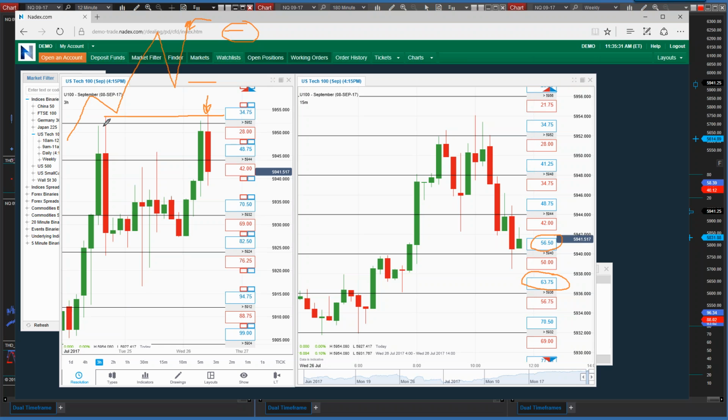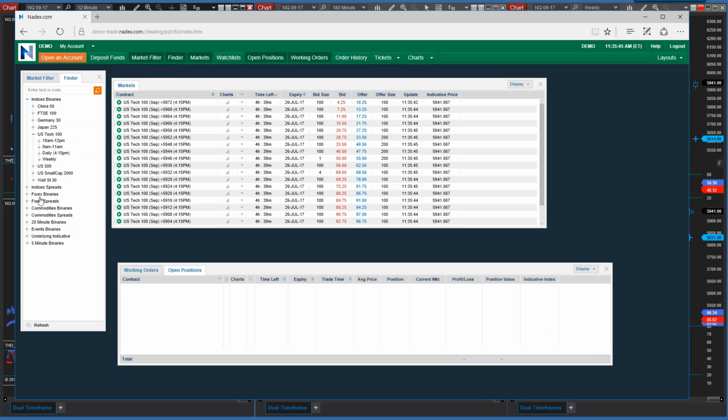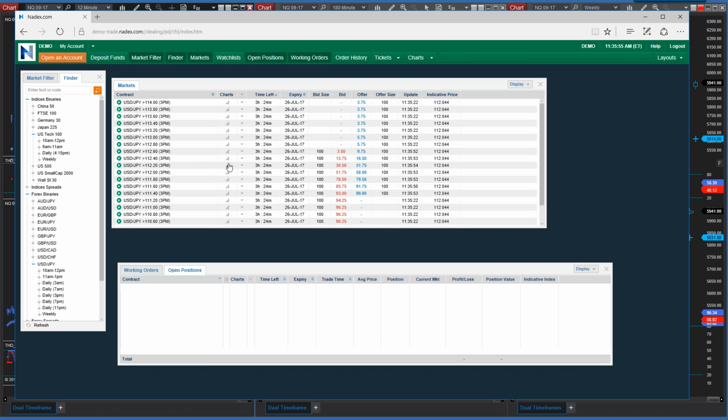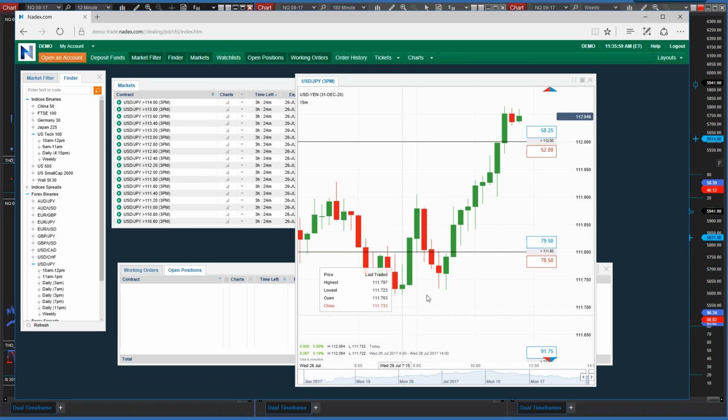You know, a lot of times it's just, okay, let's mark the highs and lows. Let's go look at a different market. Let's see. Let's go look at, we'll look at the USD JPY. Let's do the 3 p.m. And here's a 15-minute chart.